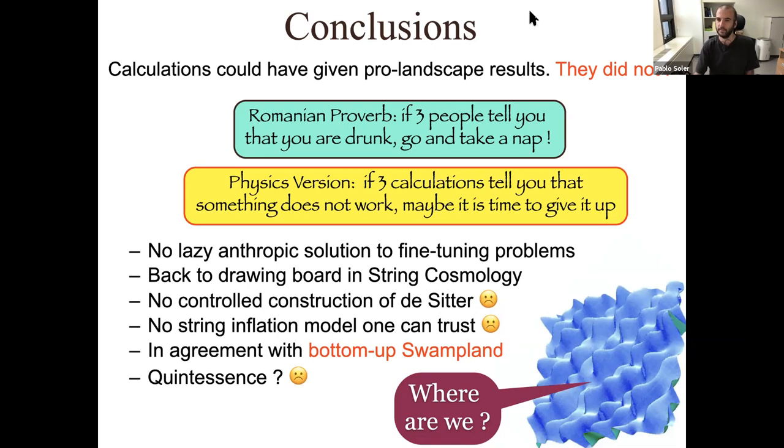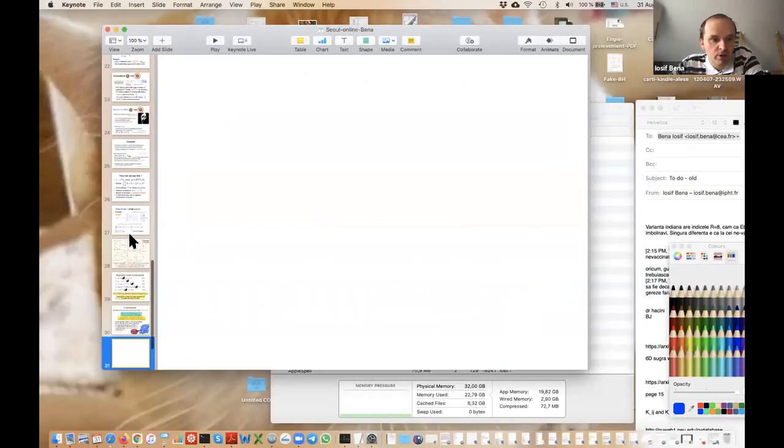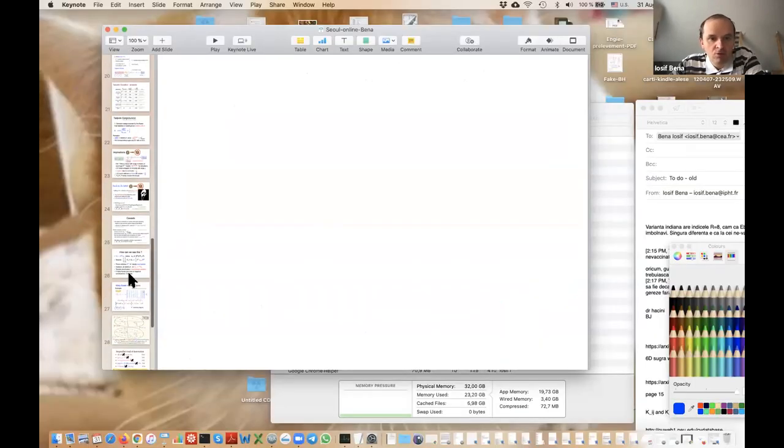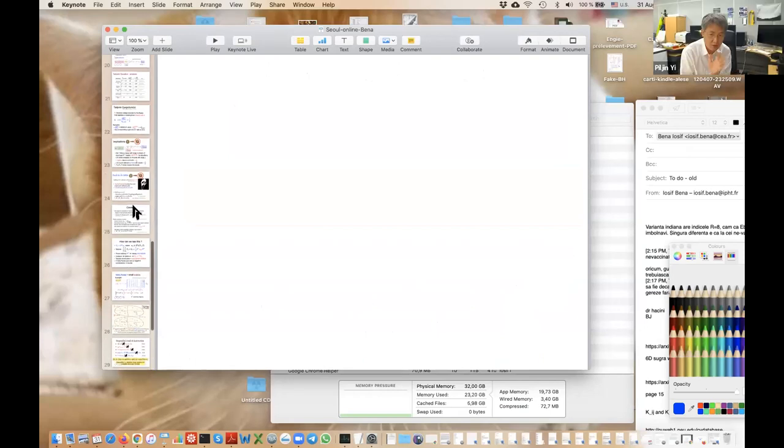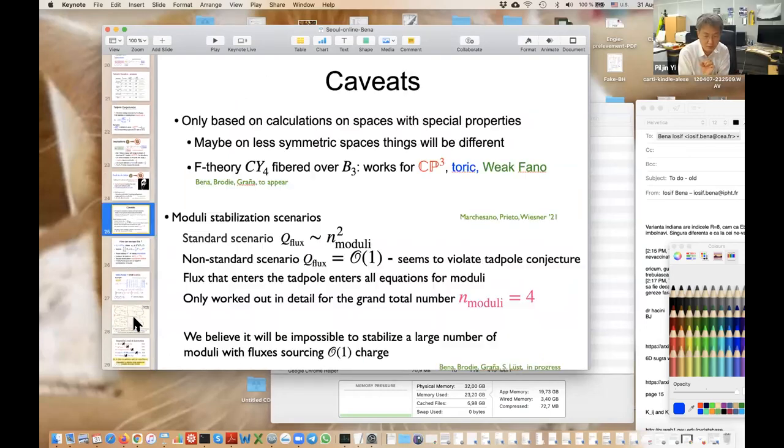Yes, Eugene. Does this tadpole issue affect the AdS as well, not just, do I understand correctly? I think so, yes. The tadpole problem affects AdS because the tadpole problem says you cannot even get an AdS compactification within the tadpole. So that's how I understood you.